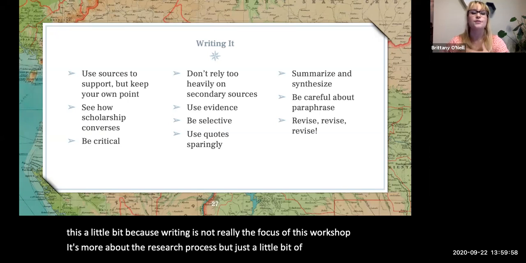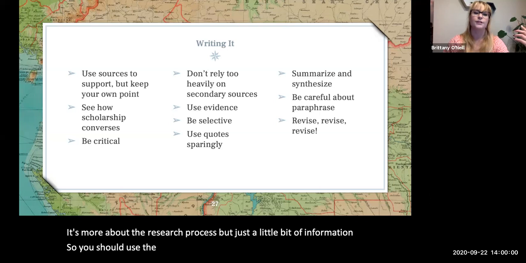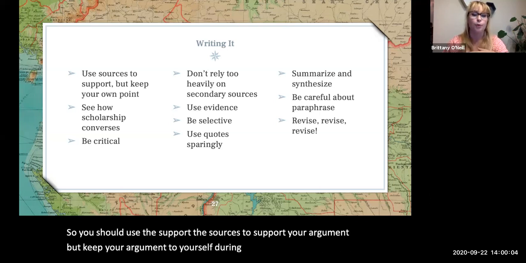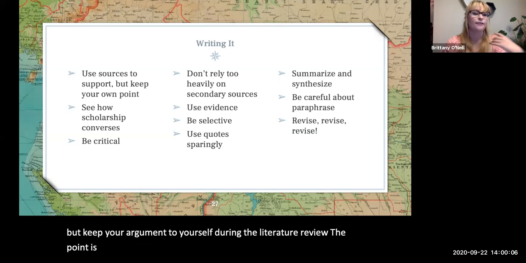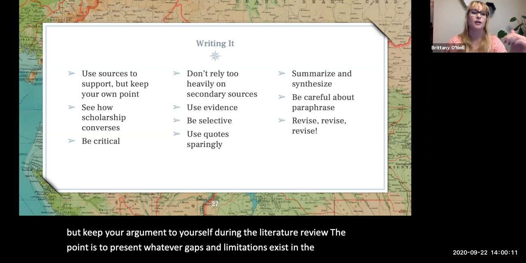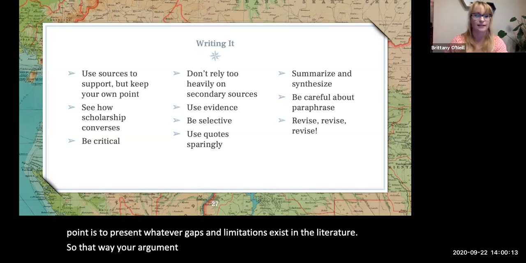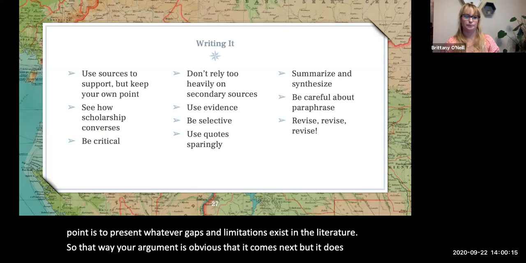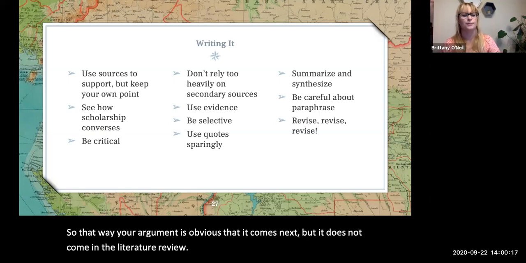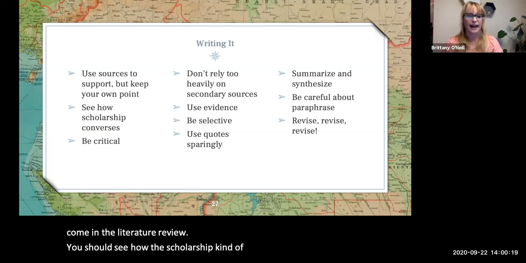So you should use the sources to support your argument, but keep your argument to yourself during the literature review. The point is to present whatever gaps and limitations exist in the literature, so that way your argument is obvious that it comes next, but it does not come in the literature review. You should see how the scholarship kind of converses, look at how it all fits together.